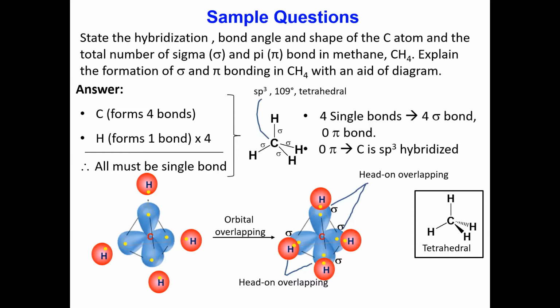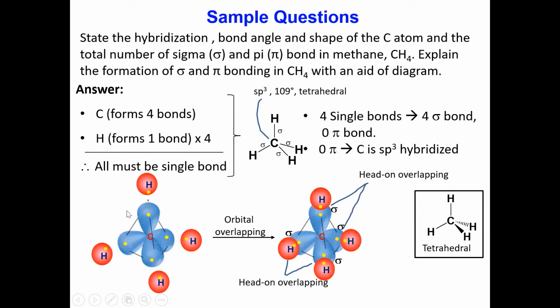Okay, so for carbon, sp3 hybridization will be a tetrahedral shape and the angle will be 109 or 109.5 degrees. So it consists of 4 single bonds, and all these 4 single bonds will be sigma bonds. Okay, there's no pi bond. They are all head-on overlappings of the orbitals.